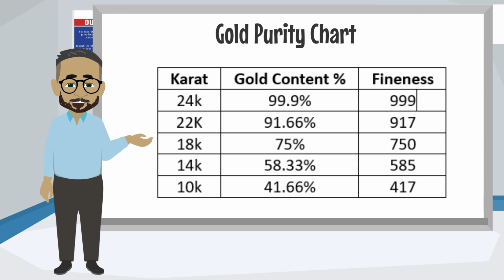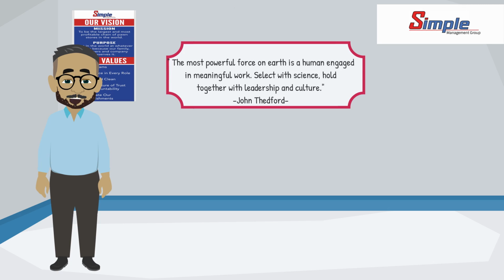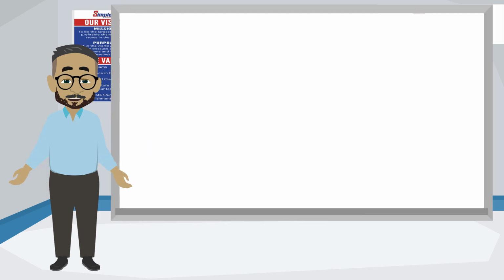You have 14 karat gold, which has 58.33% gold with a fineness of 585. And you have 10 karat gold, containing 41.66% gold with a fineness of 417. Keep in mind, the lower the carat, the more other metals are mixed in. While gold is our primary focus, we also frequently deal with other precious metals like silver and platinum. It's important to be familiar with these properties as well.